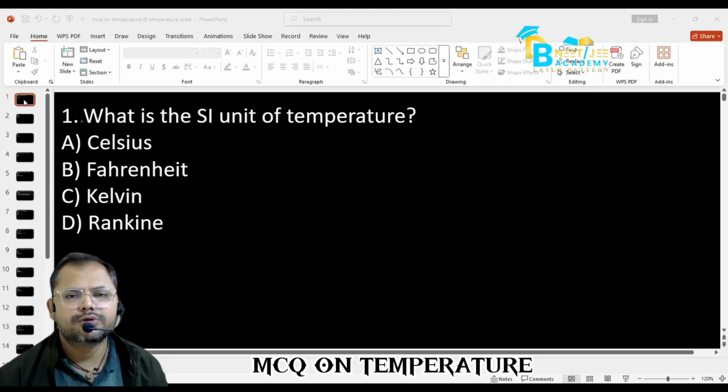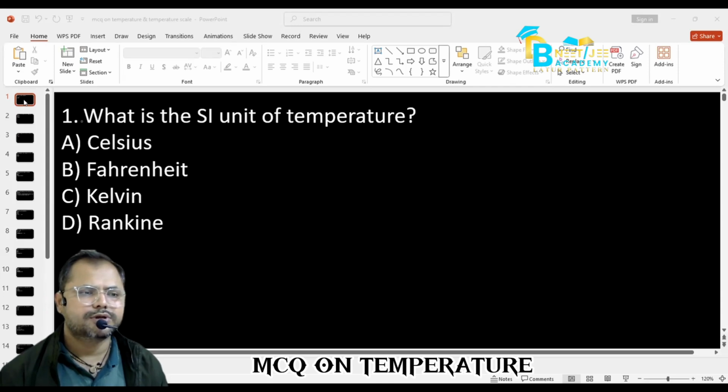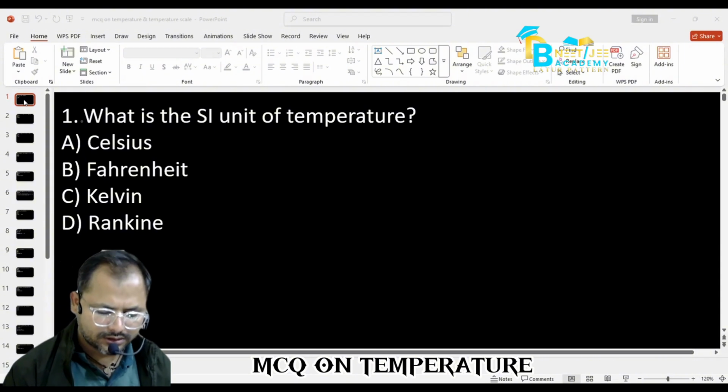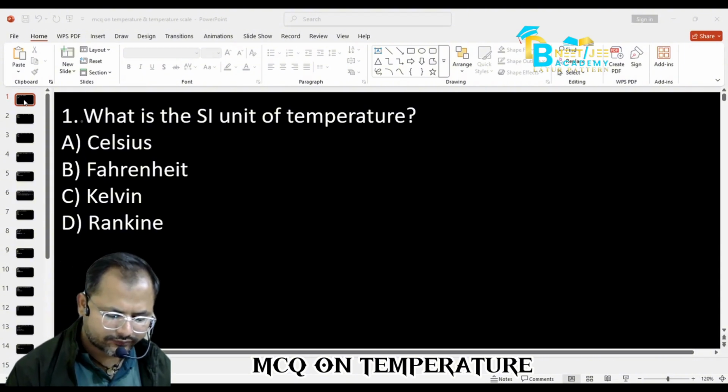Good morning, friends. Today we are going to see some MCQs on temperature scale and temperature difference. So let's start. The first question is, what is the SI unit of temperature? All of you know the SI unit of temperature is Kelvin.